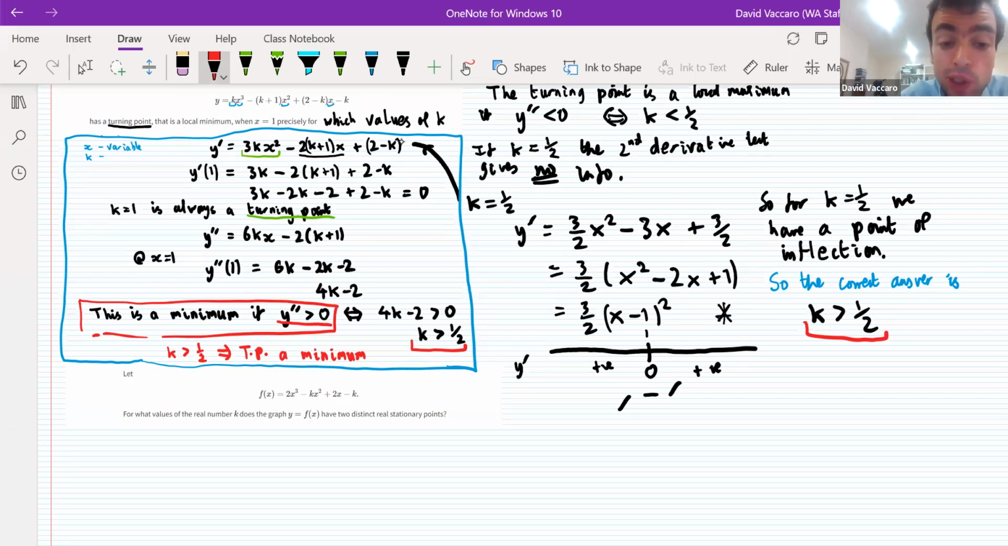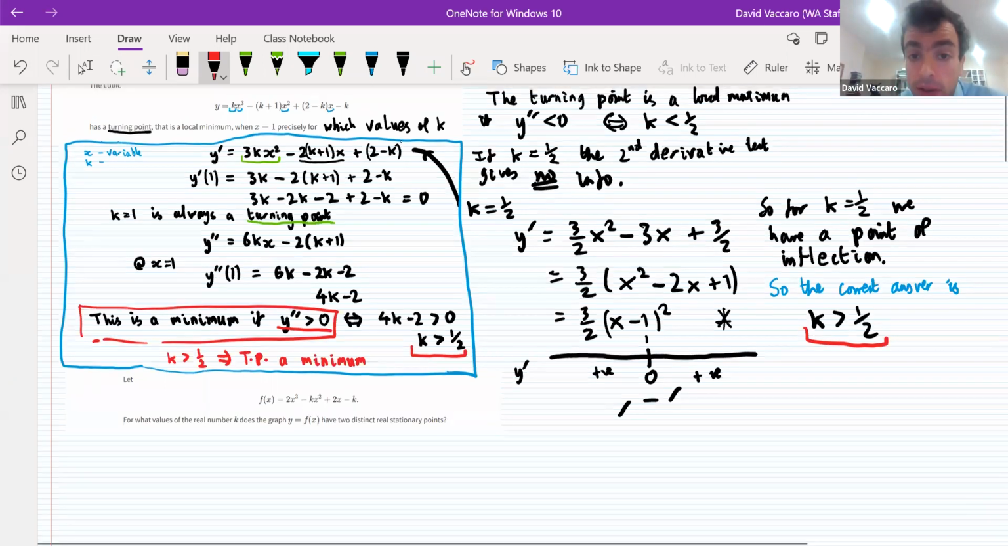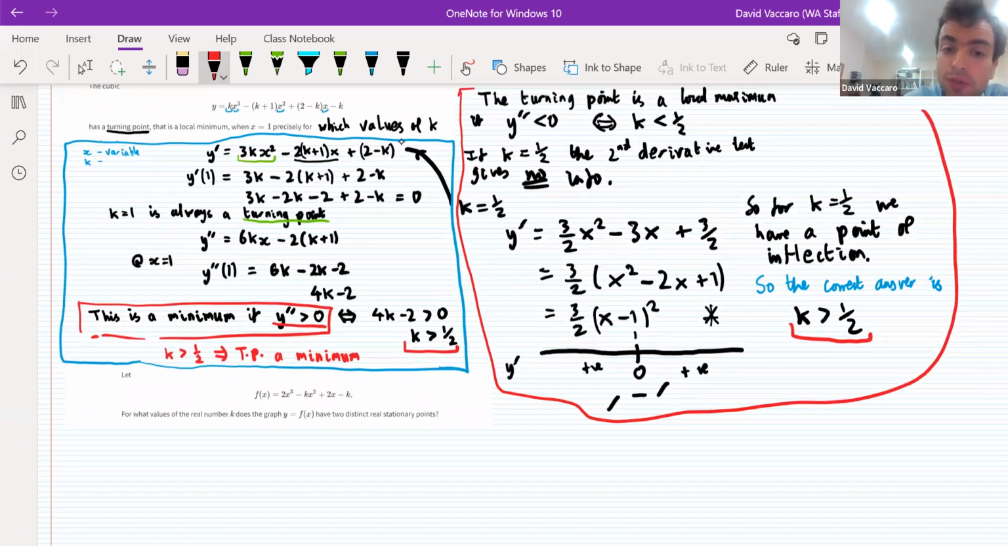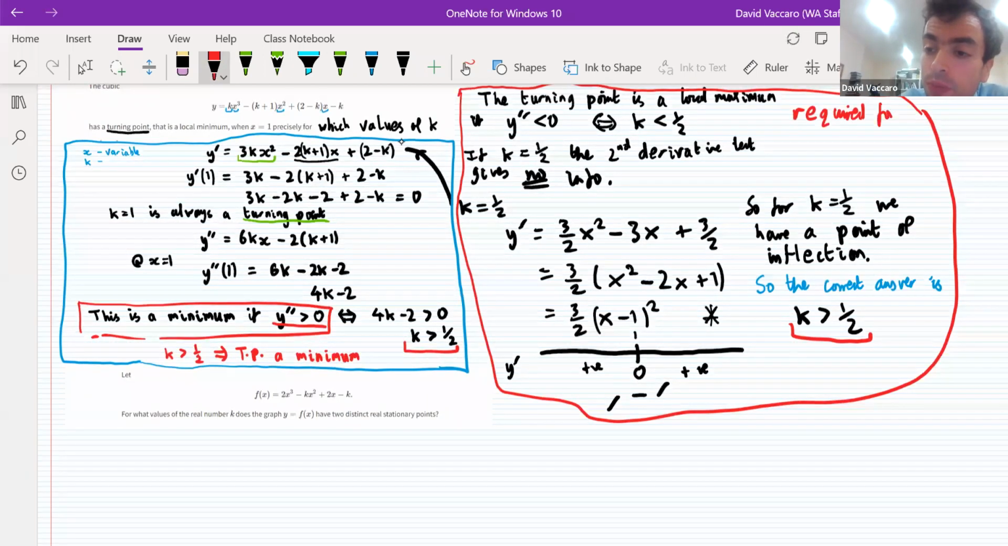Now, I think many people's intuition will be that if k is less than a half, we get a local maximum, and if k is bigger than a half, we get a local minimum. That at k equals a half, we have to go through the barrier of being a point of inflection, but that is not clear. So this section turned out not to be necessary, and you'd still get the right answer, but this is required for the complete logic.